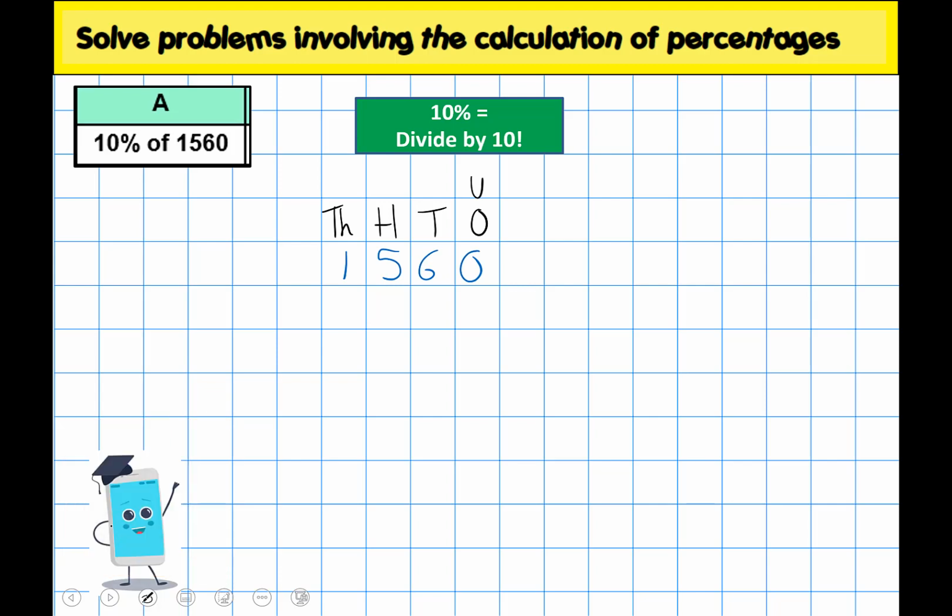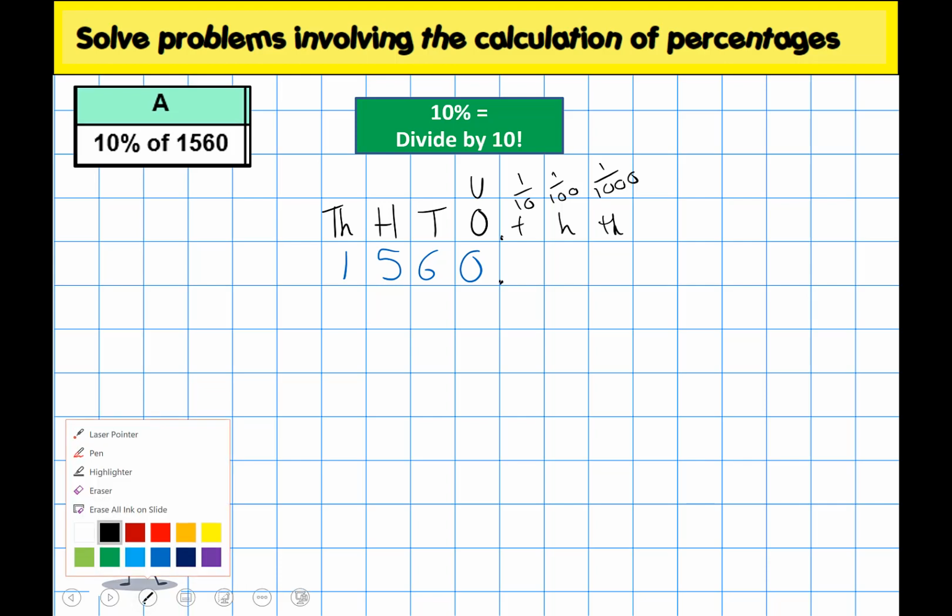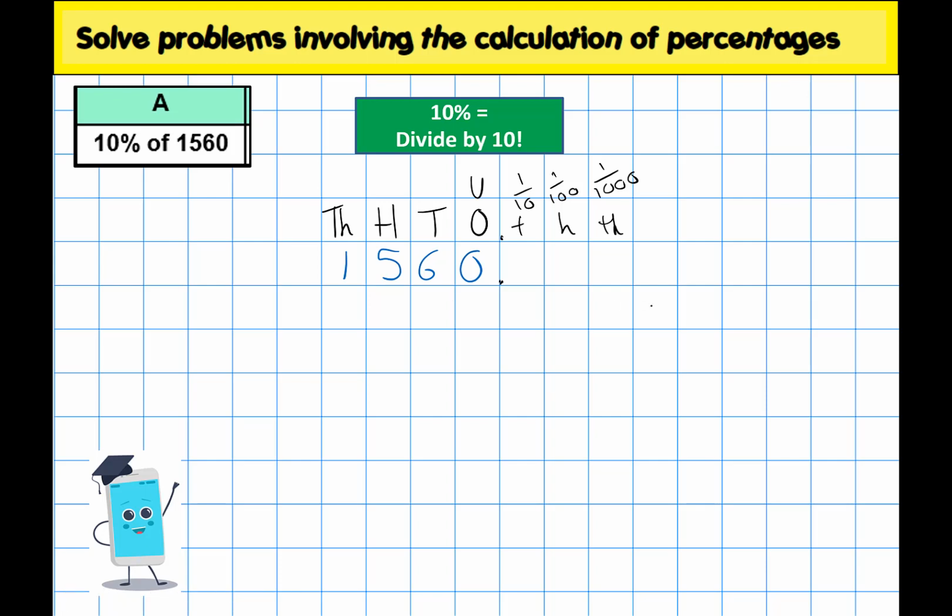Just going to continue. My place value chart would go on to tenths, hundredths, and thousandths. This would be a decimal point. If I divide by 10, my number gets smaller. If my number gets smaller, it's going to move this way. And when I divide by 10, I move it one space to the right. So each digit will move along.